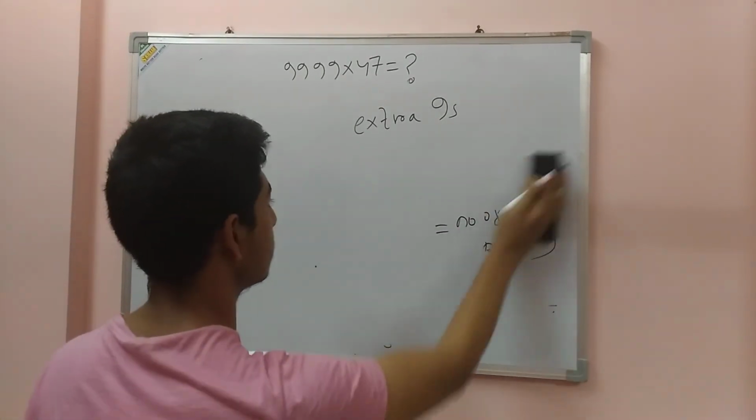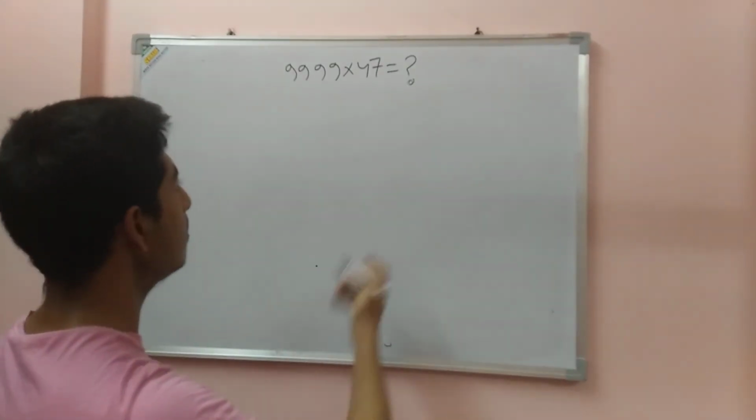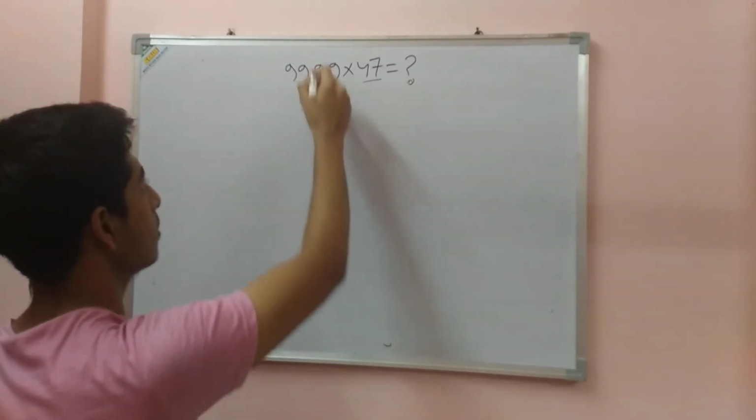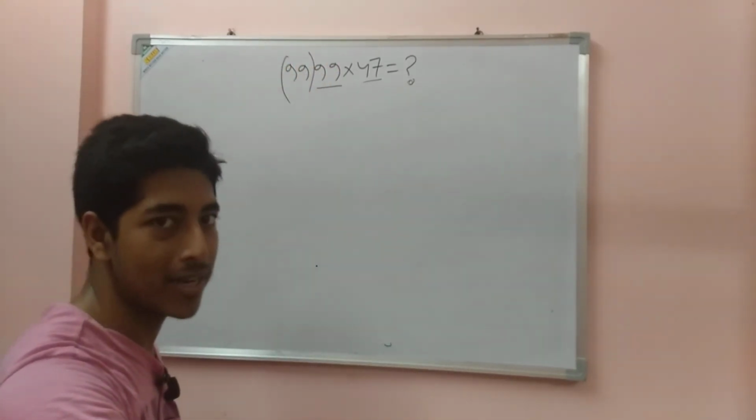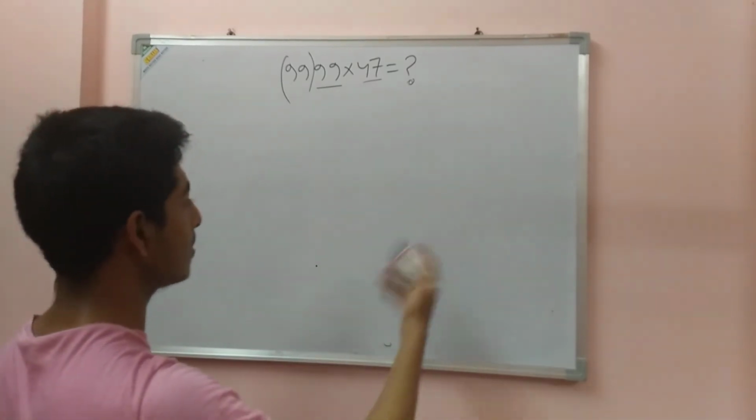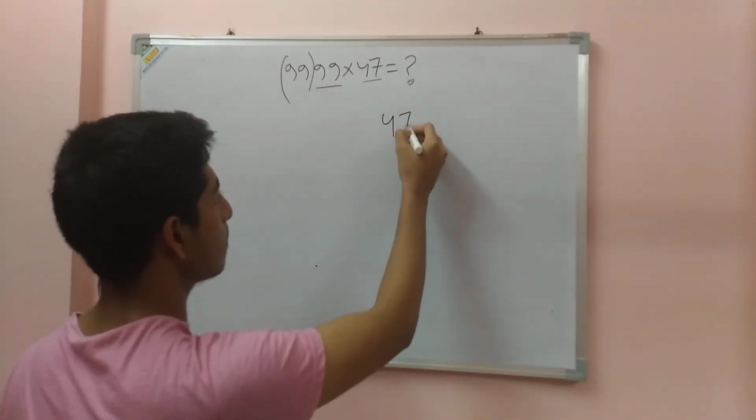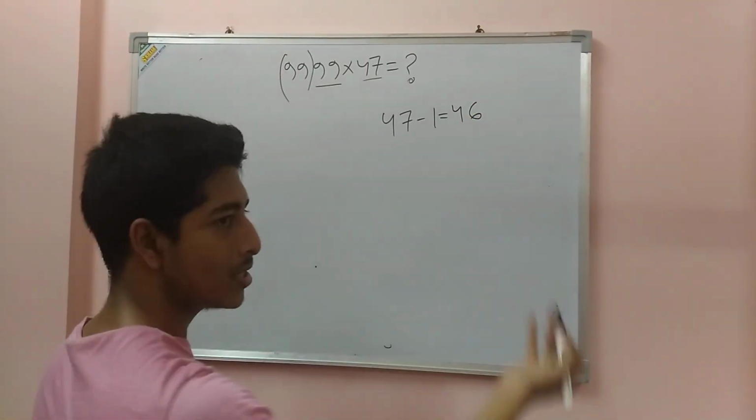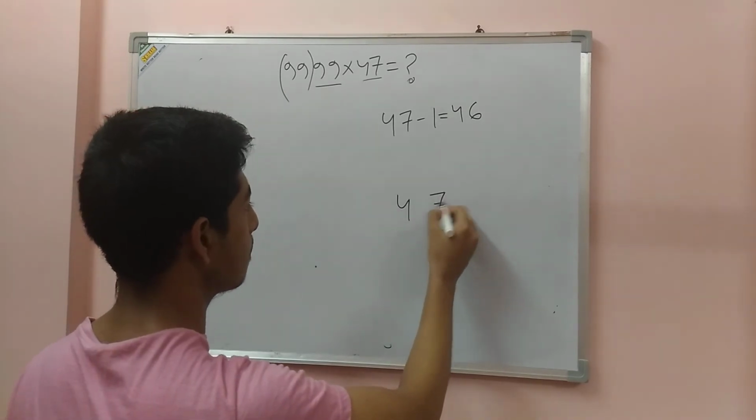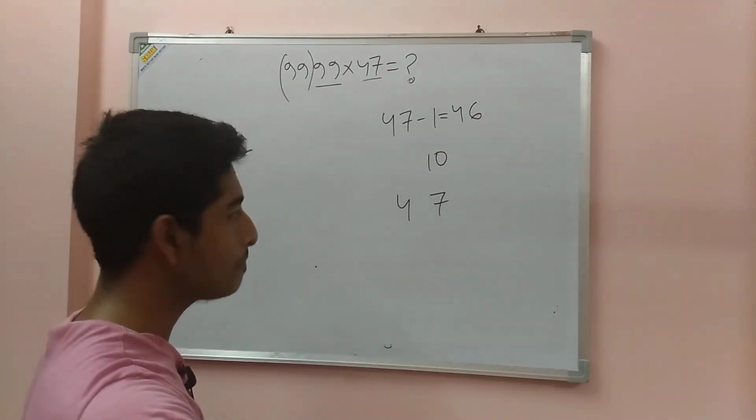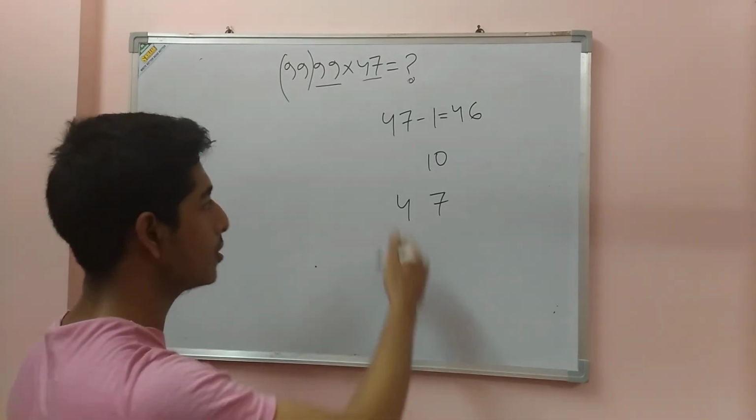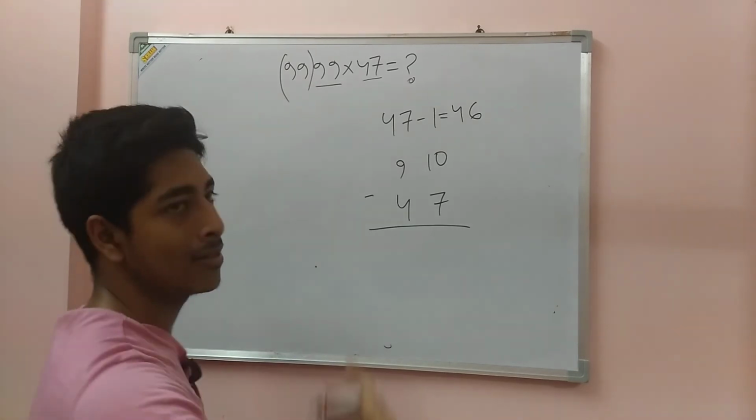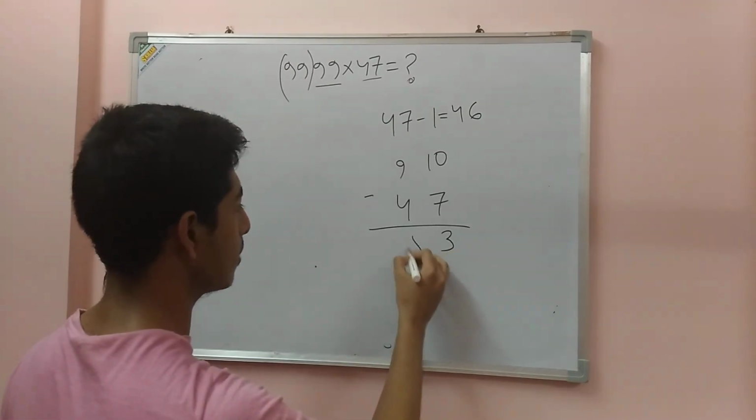Now let's get back to the problem. Here we have a 2-digit number in the right hand side, so we should use 2 nines. The rest nines are our extra nines, okay. So let's start the problem. We have to use the first law, that is 1 less than 1 before 46, and the second law, that is all from 9 and last from 10. You need to write 10 over the last digit and 9 over the previous digit. And put a subtraction sign and just normally subtract. We get a 3, we get a 5.